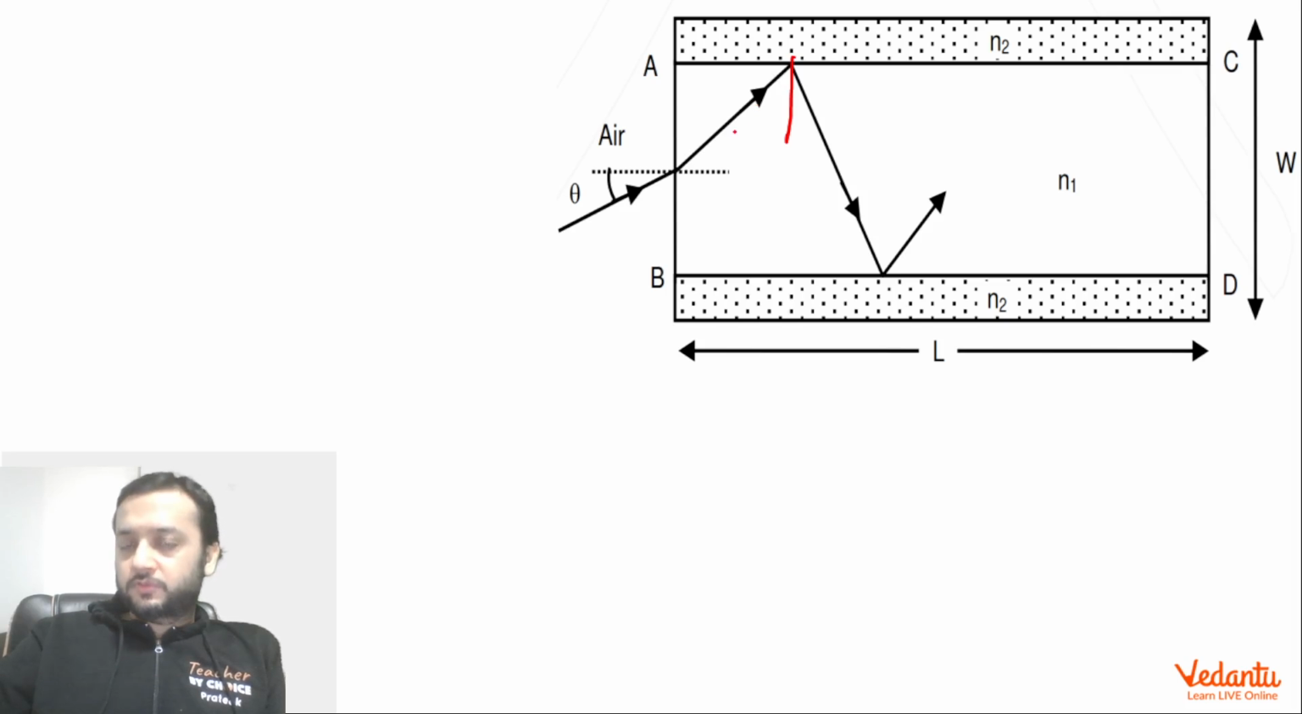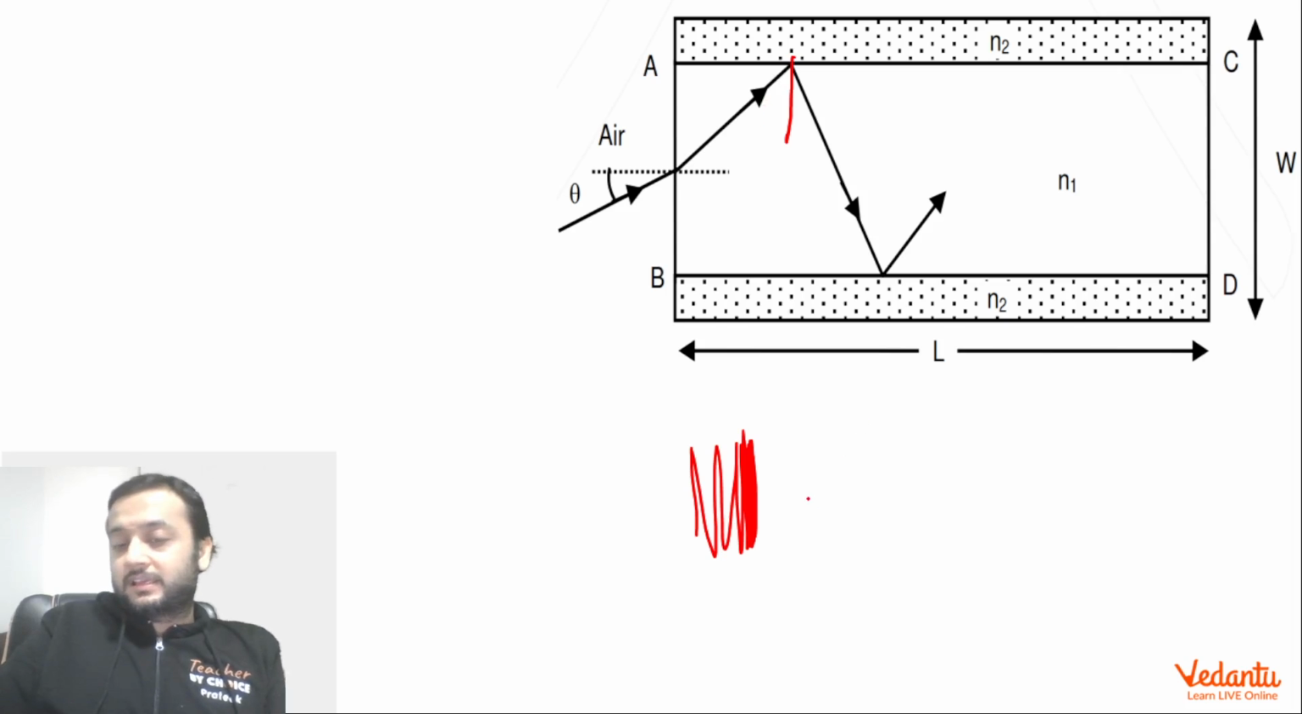If you think carefully, we want the ray to travel as much distance as possible. Ideally, we would have wanted the ray to travel like this. That means it should keep on traveling. In that case, the time will become infinite. But in this case, we also want that the angle should be greater than or equal to the critical angle.